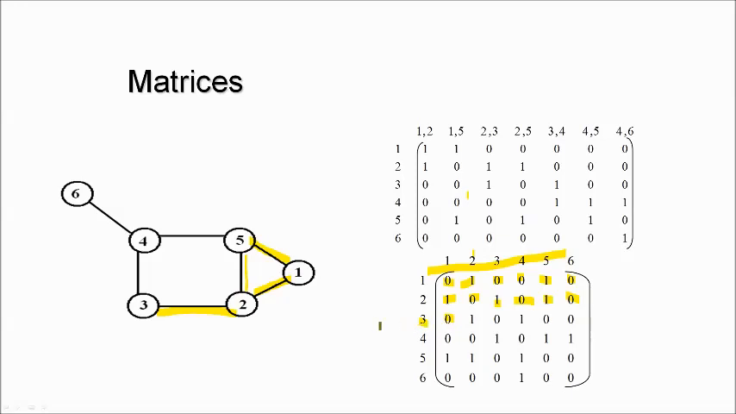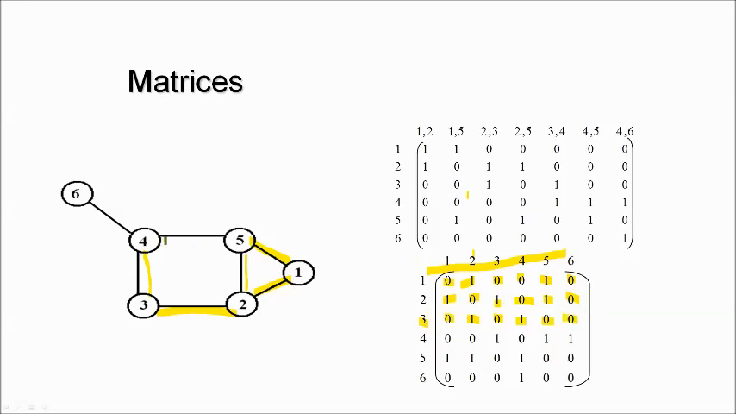Next, vertex 3 going to vertex 2? Yes. So I'm going to put 1. Vertex 3 going to vertex 3? Again, there is no loop. So false, we're going to put 0. Okay, next, vertex 3 going to vertex 4. Any incident? Yes. Okay, so we're going to put 1. Okay, next, vertex 3 going to vertex 5. Any incident? None. So we're going to put 0. Vertex 3 going to vertex 6, any incident? None. So we're going to put 0.